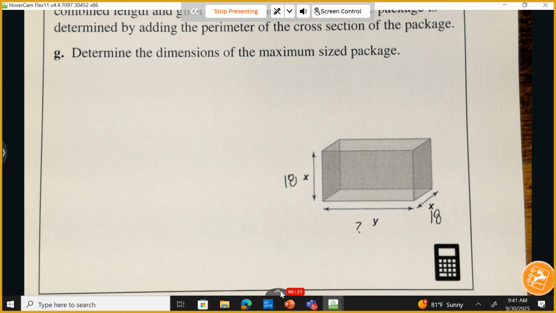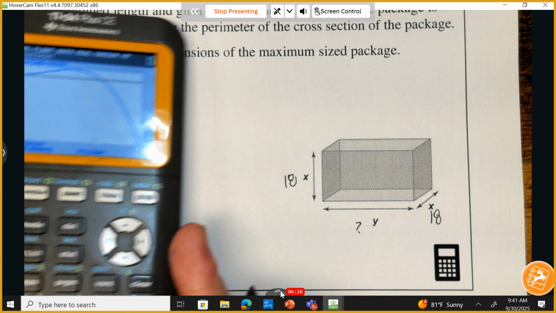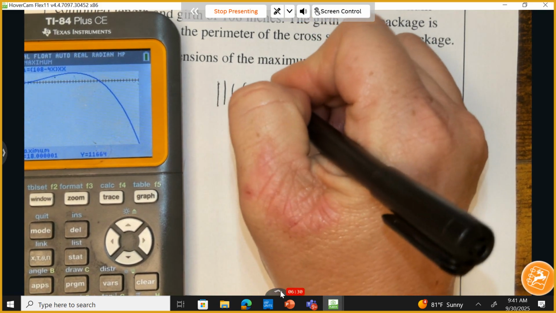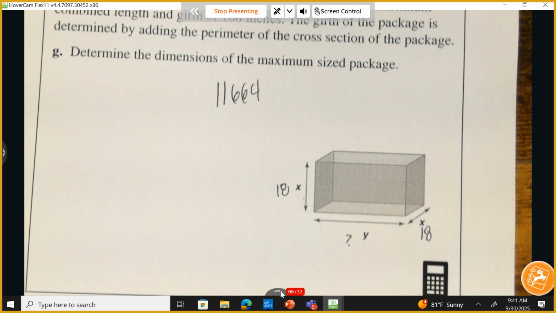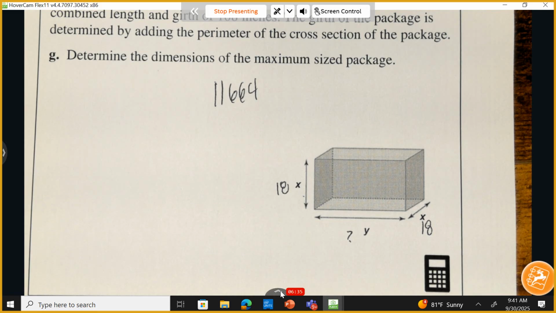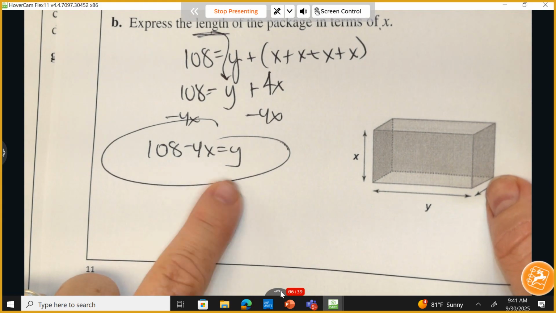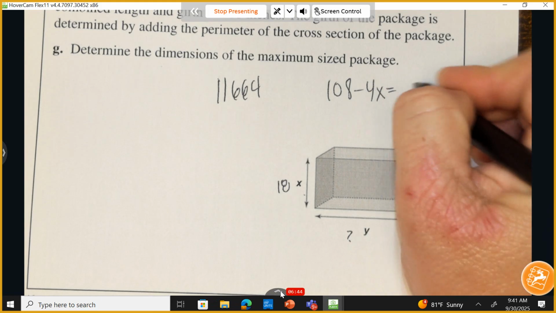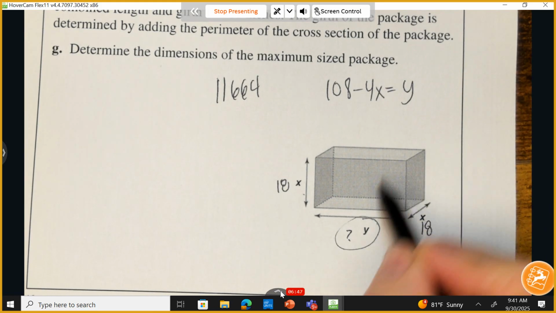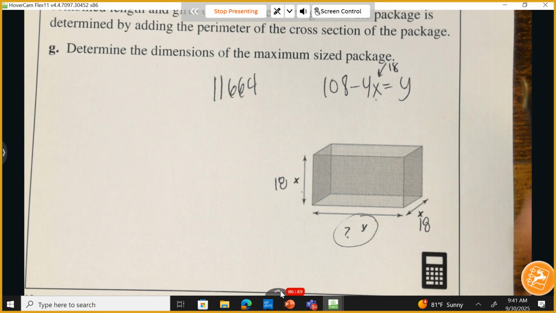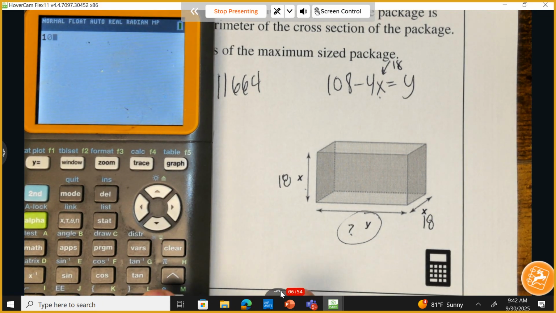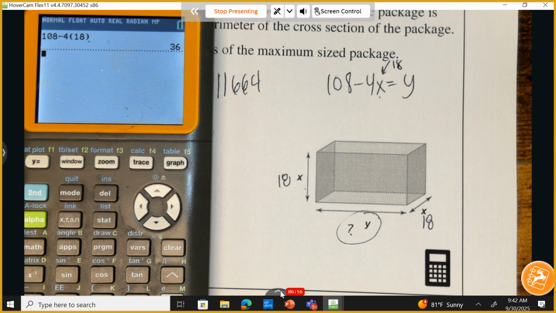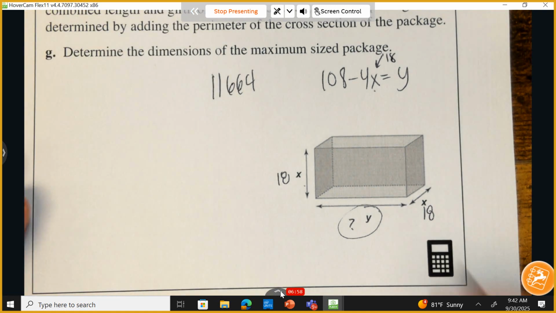Well, I want to solve for y. I know that this is the maximum volume, and it happens when x, which is the width and the height, is 18. A couple different ways we maybe could do it, but I believe that this is possibly the easiest, as I'm going to write down this formula. 108 minus 4x equals y. So again, I want to know y when x equals 18. On your calculator, please take 108, subtract 4 times 18, and we get an answer of 36.